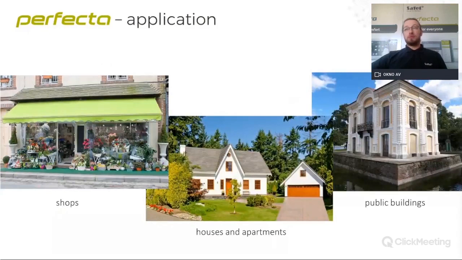So where to install Perfecta? You can use it in small and medium size installations, so shops like corner shops, kiosks, and all this stuff. House apartments, because it supports up to 2 partitions. So you can, for example, use one partition for the main house and the second partition for the guest house or for the garage or anything else as you like. And of course, public buildings, if they require just a security system, it will also be fine to use it because of the speed of installation, of course.